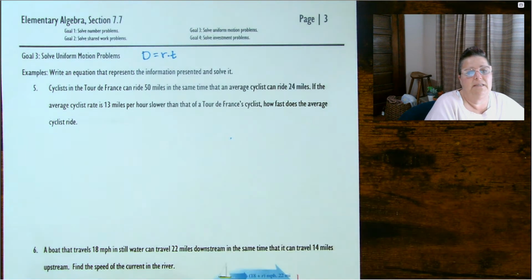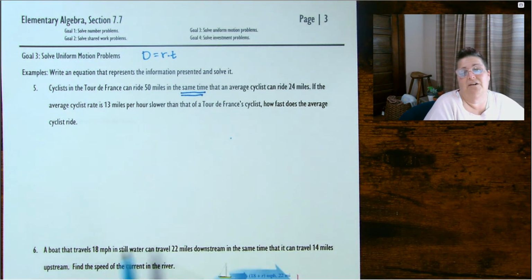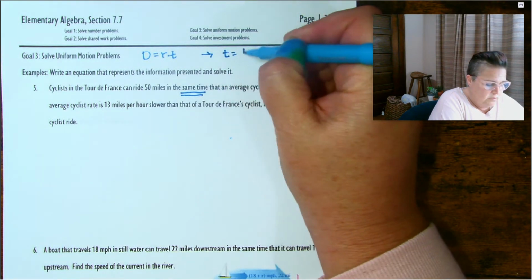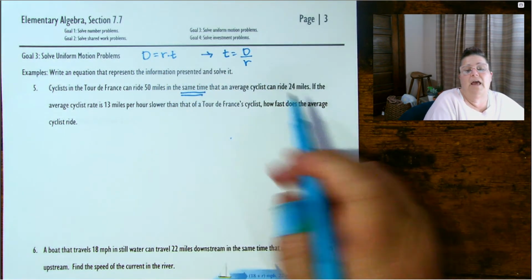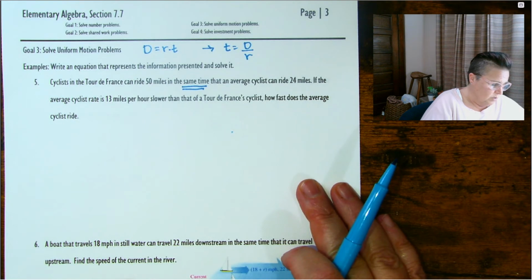Let's take a look at this particular problem. Cyclists in the Tour de France can ride 50 miles in the same time that an average cyclist can ride 24 miles. Do you see these? Same time? That tells me that our times are going to be equal. So I'm going to need to use time is equal to distance over rate, just dividing both sides by r here, and then I'll have to set those equal. If the average cyclist rate is 13 miles per hour slower than that of a Tour de France cyclist, how fast does the average cyclist ride?